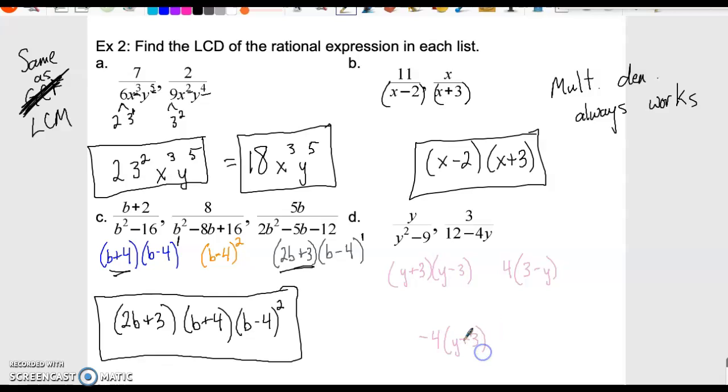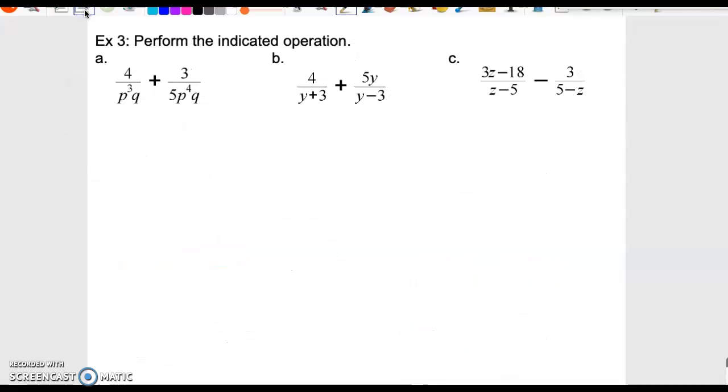Y plus 3 highest exponent to the first, and then y minus 3's highest exponent to the first. I meant to change colors, but that's okay. So this is, like I said, preliminary work to help us understand how to do complicated problems like this. Because the whole premise is to get the same denominator. And maybe I should have been emphasizing this all along. We want the same denominator so that we can add. So that's why we want to identify that the least common multiple is 5p to the fourth q.